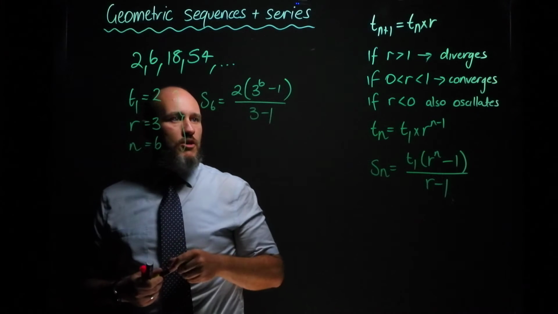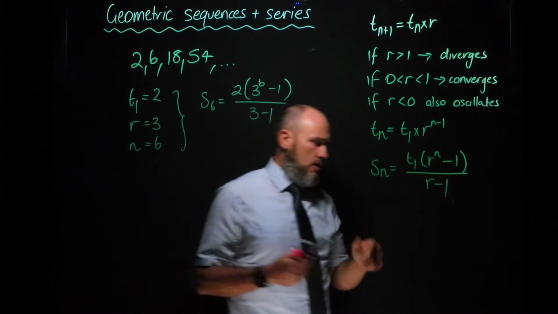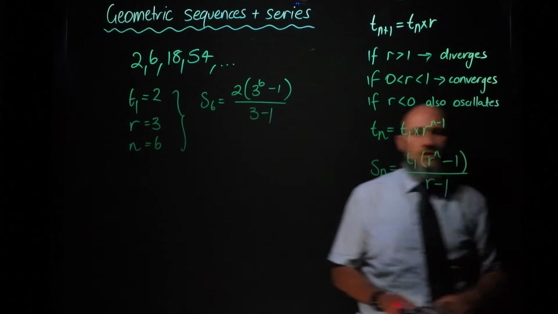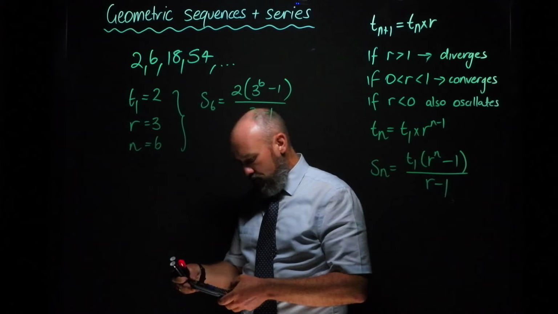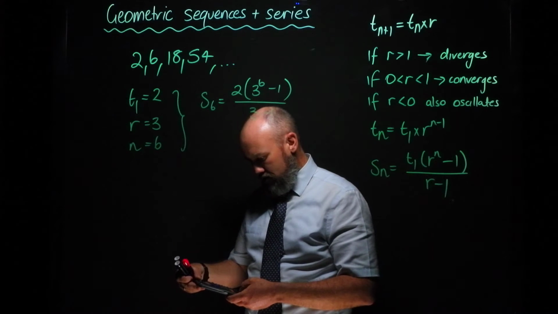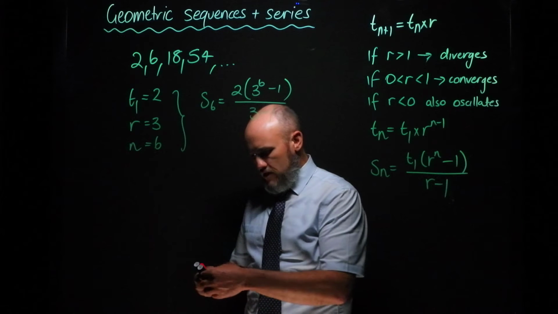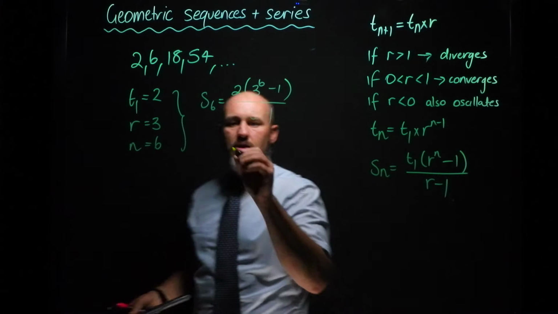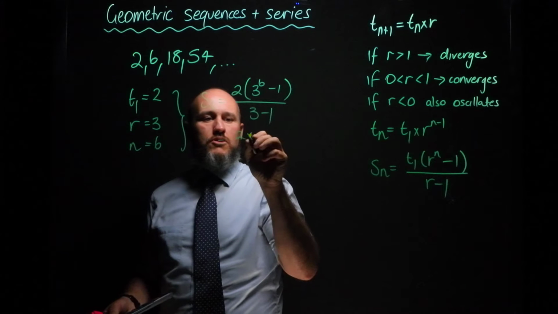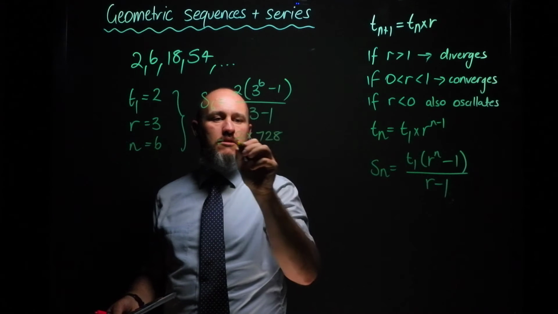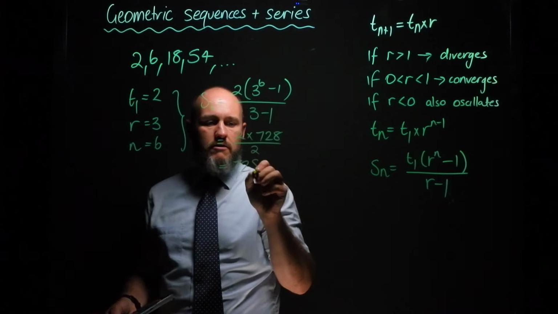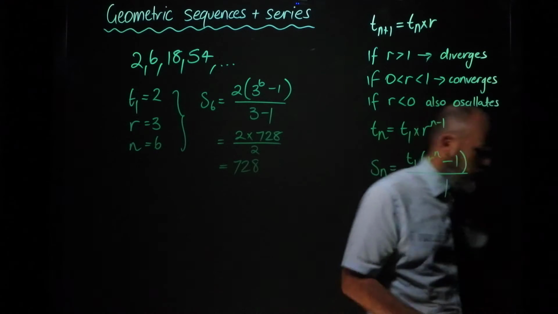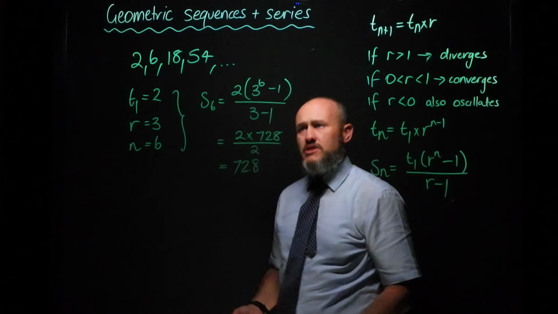So 3 to the power of 6 minus 1, I won't throw my calculator this time, but let's have a quick look. It's going to be a pretty large number, it usually is. 3 to the power of 6 minus 1 is 728. So I get this: it's equal to 2 times 728 over 2, which equals 728. That's nice and easy. That's the sum of the first 6 terms.